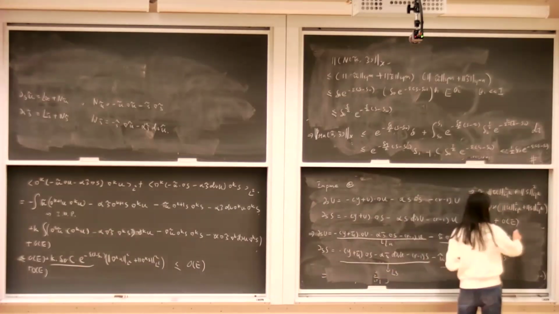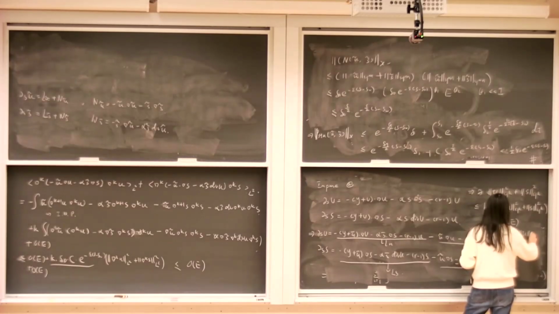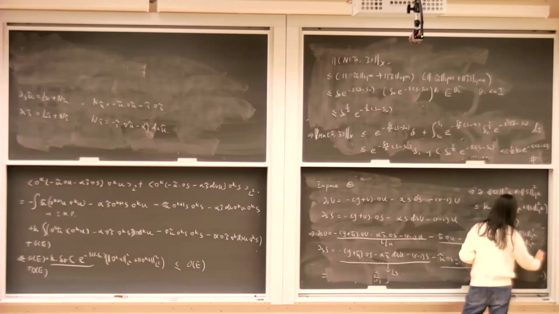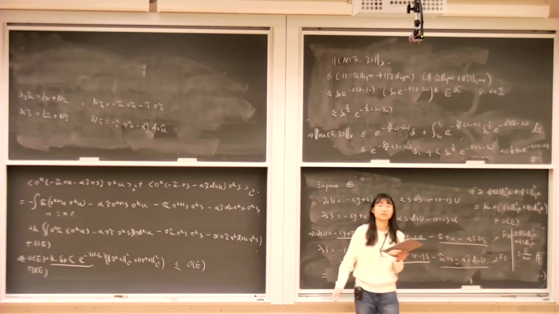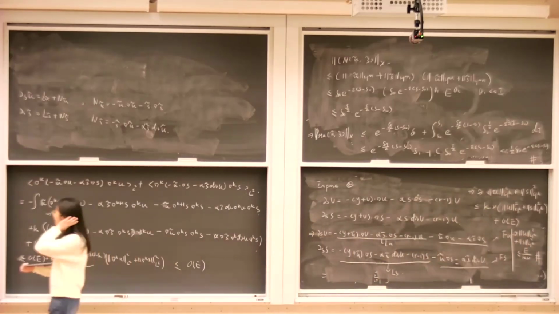Well, mu is an absolute constant and k is very large. So these are the bootstrap arguments. Okay, so this is the nonlinearity for these one and two.